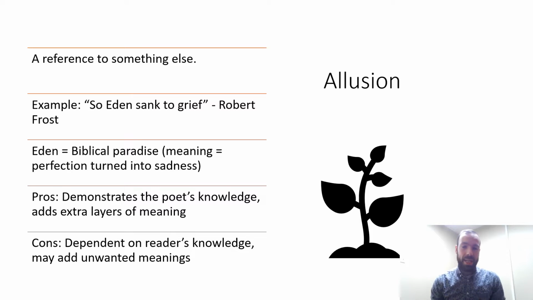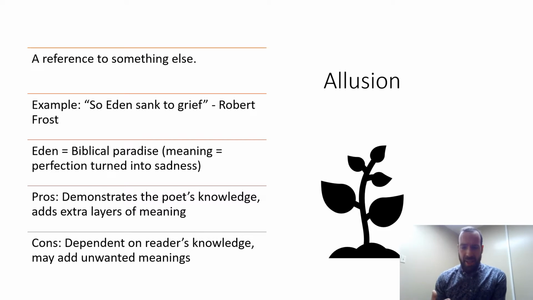An allusion is just a fancy word for a reference. This is different than an illusion with an I, which is like something that looks like one thing, but actually isn't. This is an allusion with an A, and it just means that we're referencing something from someone else's art or from history, something that already exists. Let me give you an example. Robert Frost has this line of poetry that says, "So Eden sank to grief."